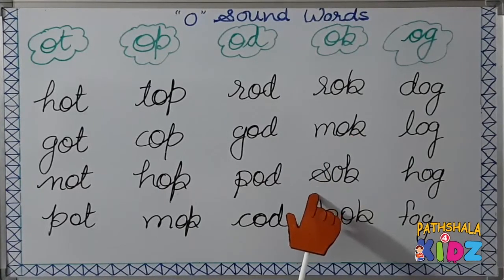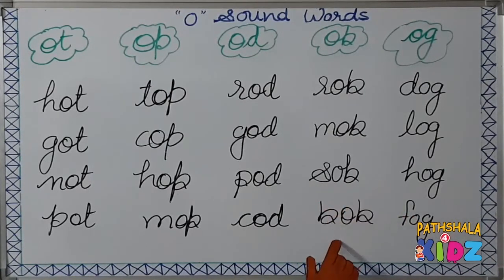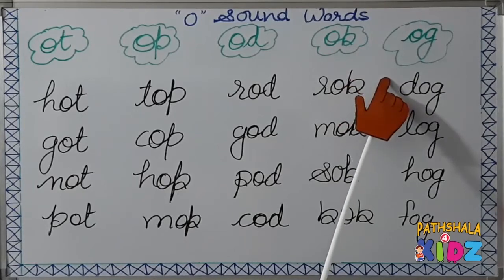The phonics sound of S is S. S-O-B, sob. The phonics sound of B is B. B-O-B, bob. Now move to last family, O-G, og.